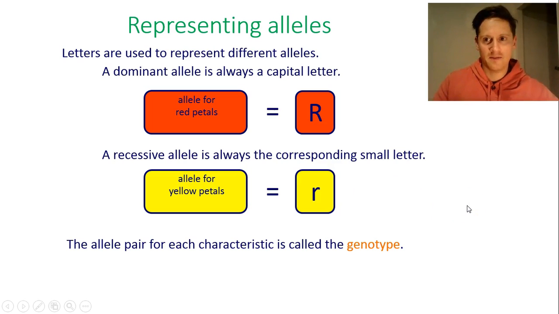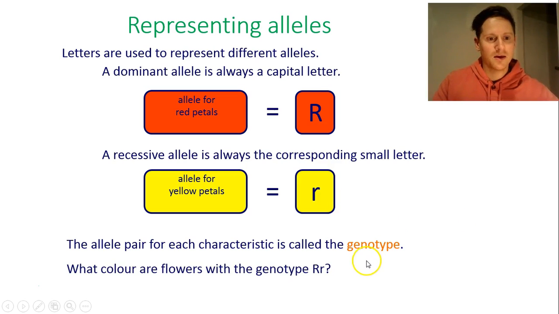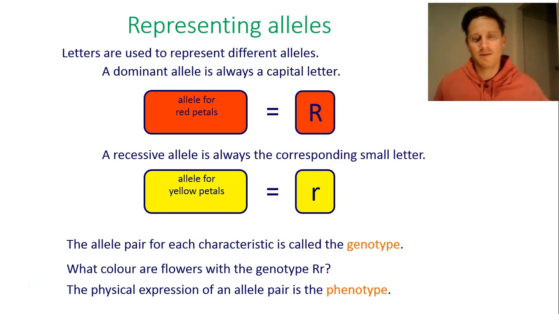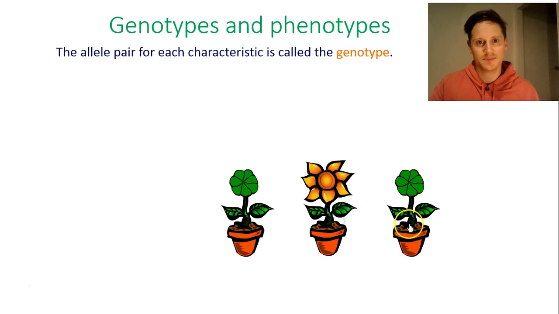When you have a pair of alleles together, it's referred to as the genotype. So big R, little r would be the genotype for those plants. What color are flowers with the genotype big R, little r? They would be red, as we saw before. The fact that the actual color of the flower is red is referred to as the phenotype. The phenotype is the physical expression of the allele pair. So it's what you see. What you see is usually termed as what is expressed.